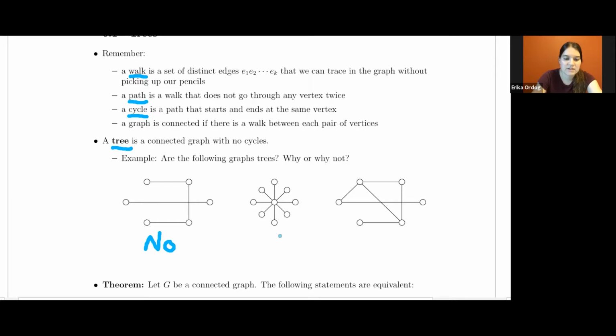Let's look at this next one here. So this is connected. There's a walk between every pair of vertices. And there are also no cycles. We don't have any loops in this graph. So yes, this is a tree. And now let's look at this last graph. It is connected, okay, but there is a cycle. We have this triangle right here, so this is not a tree.